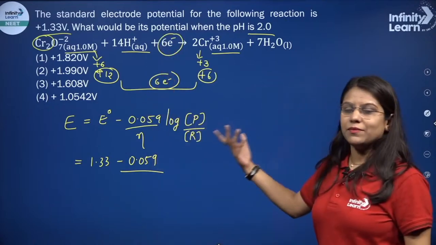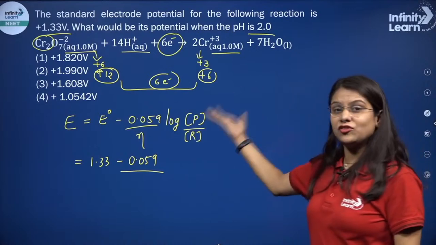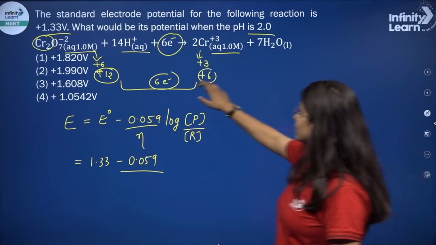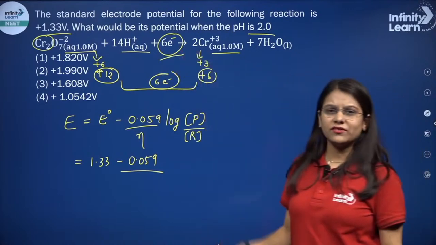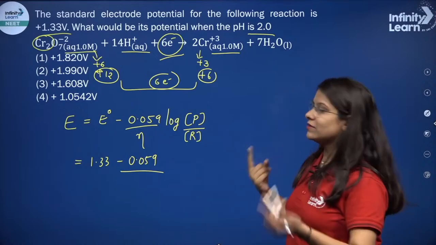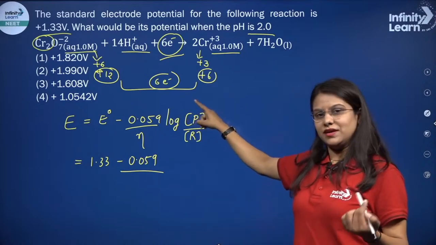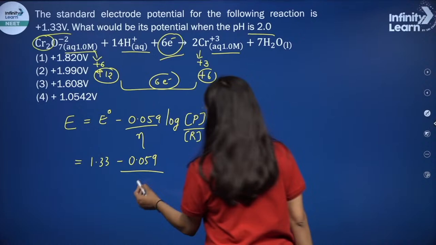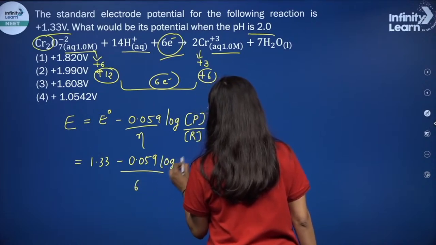Agar aapko nahi bhi diya hota, aise sab nahi karna. Ye toh general bataya maine. But already mujhe question mein given hai na. How many electrons are transferred? 6. But ye maine justify kiya, kaise 6 aaya yahan par. Clear hai? So, what is n here? 6.